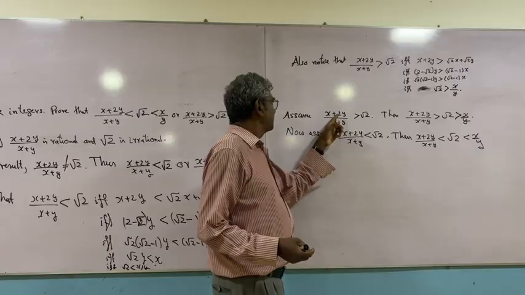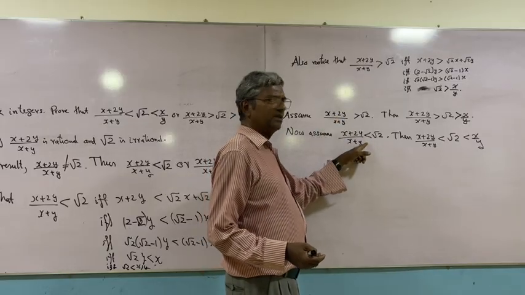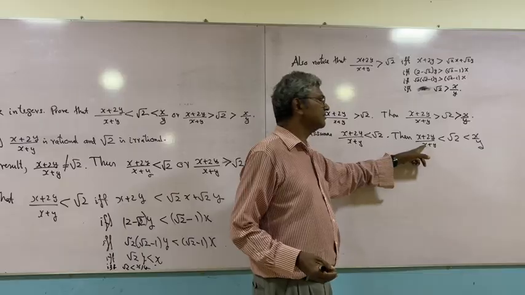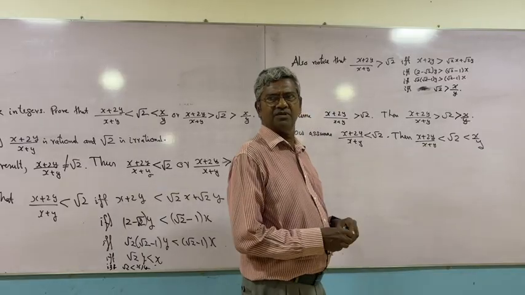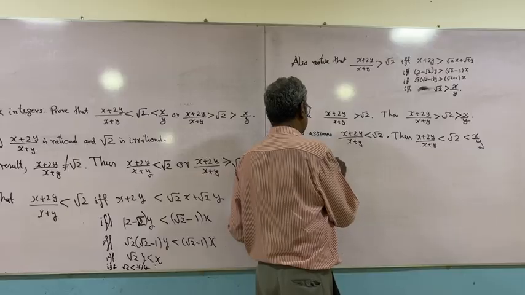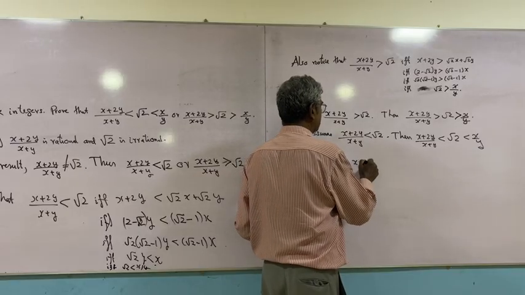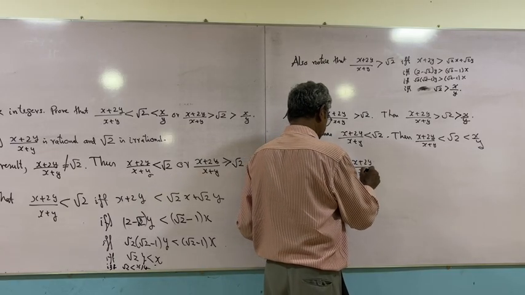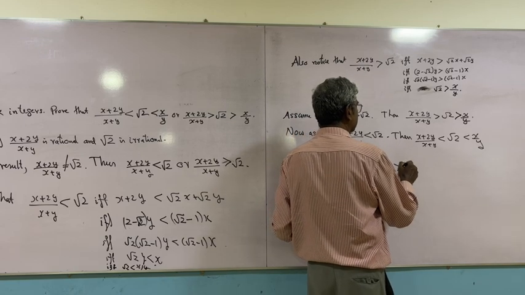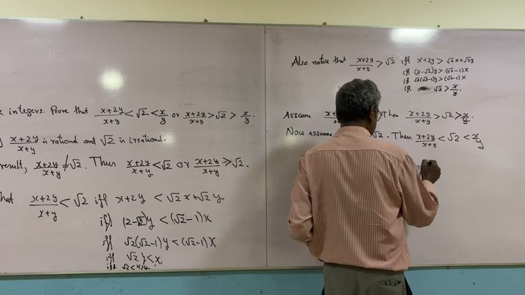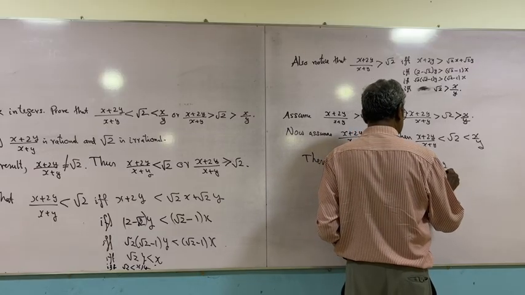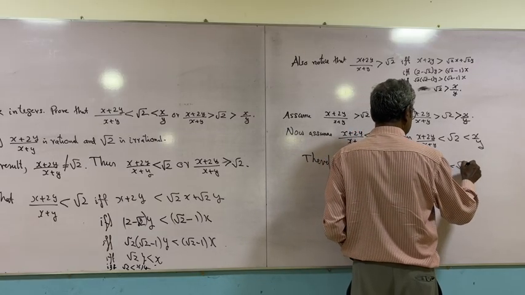We know either this one or this one is true. If this one is true, this is true. If this one is true, this is true. Therefore, (x + 2y)/(x + y) > root 2 > x over y, or (x + 2y)/(x + y) < root 2 < x over y.